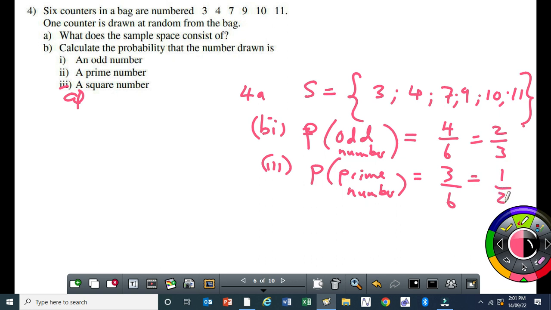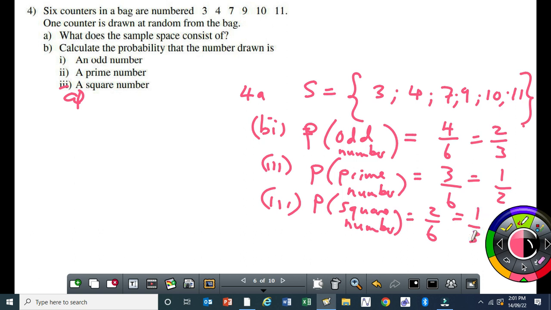Right? Then a square number. How many square numbers do you have? Which square numbers do we have? 4, 9. So that will be P square number. So that will be 2 over 6, which is a third. Well, this is very simple. Okay, please be aware that these type of questions are very, very easy. You are most likely to not get questions like this. It's more like division of grade 8 and 9, maybe grade 7.